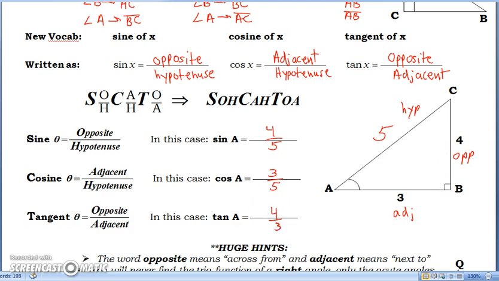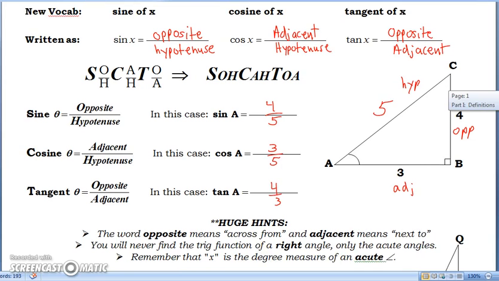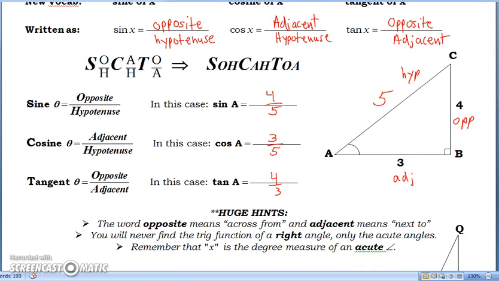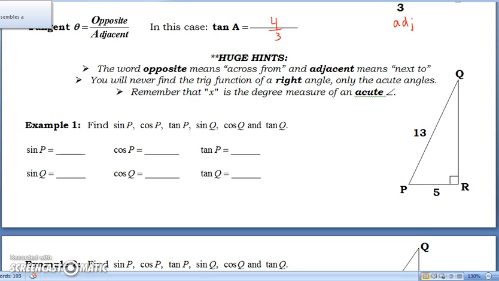All of these trig functions are expressed as ratios of the sides of a right triangle. A couple of hints. The word opposite means across from, and adjacent means next to. And in this course, at least, you will not find the trig function of a right angle, only the other acute angles. Notice how the other two angles have to be acute because the sum of all three angles in a triangle is 180 degrees. You already have a right angle. The other two have to be complementary. And then x is the degree measure of an angle.